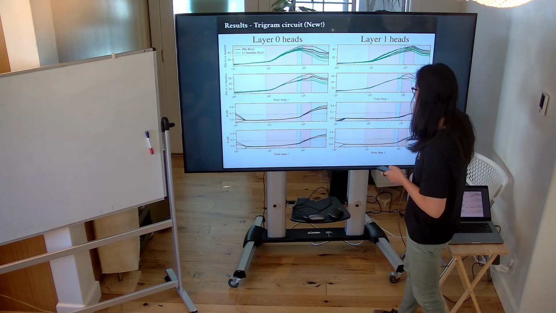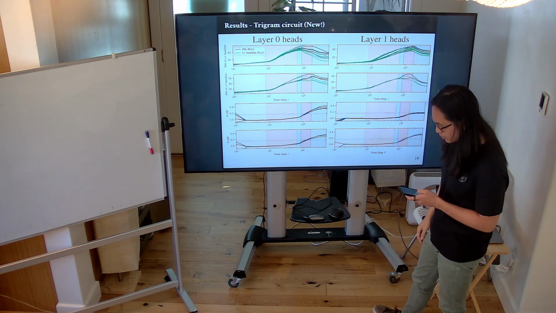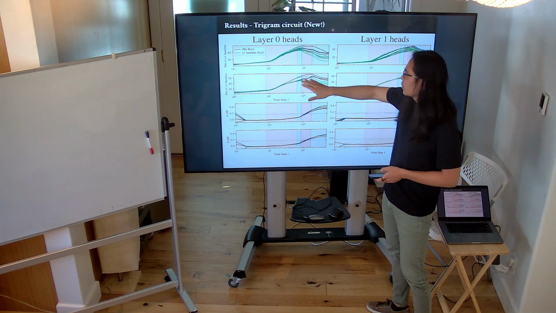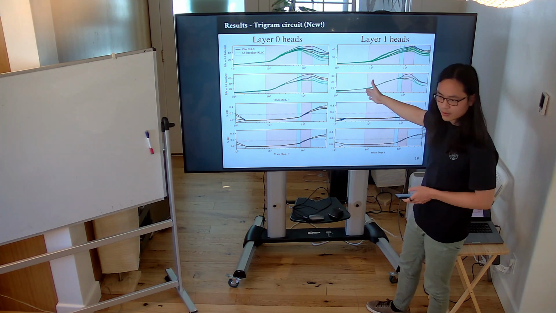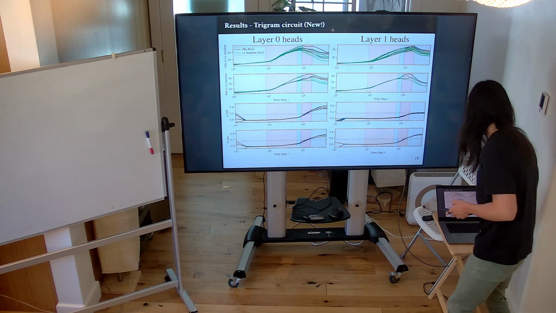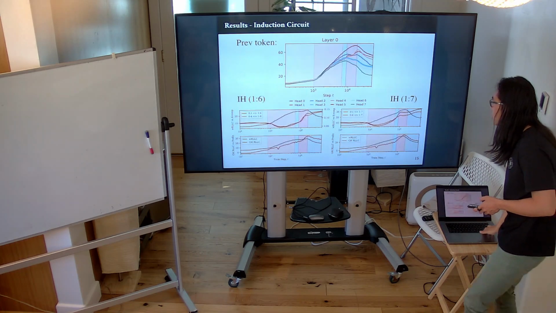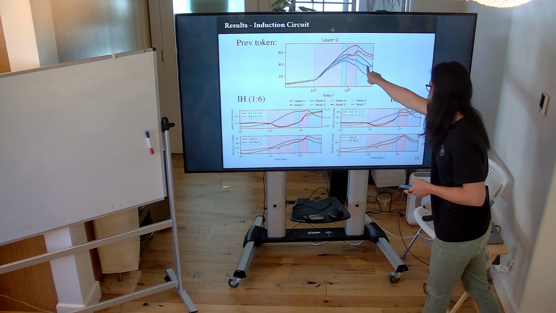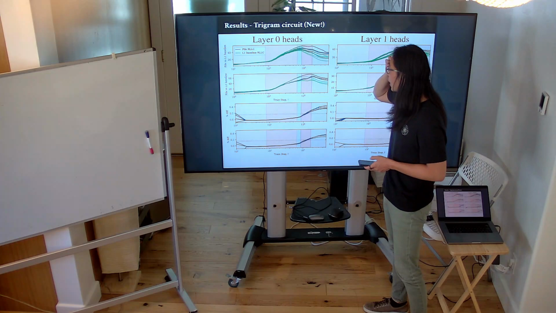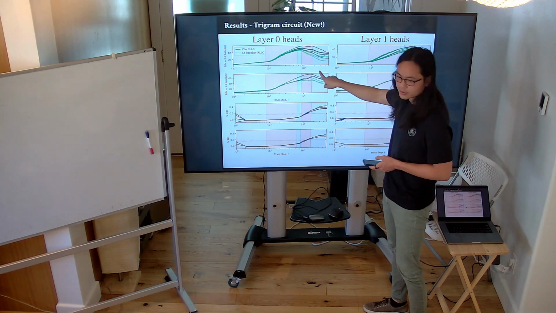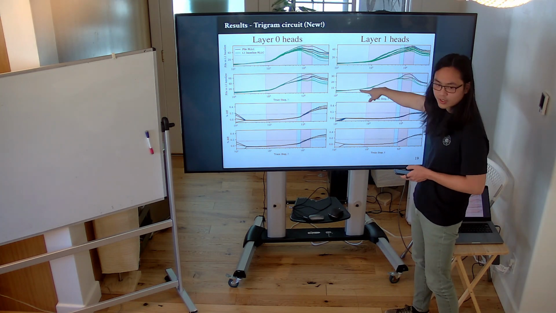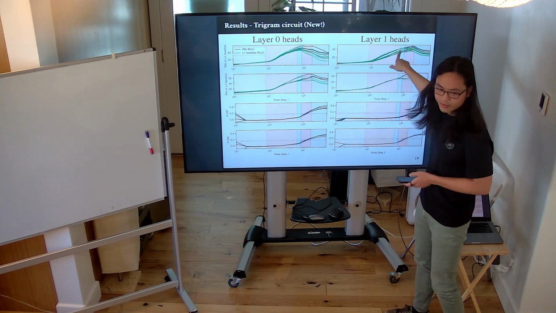Okay, so this is the other main example, which is something that we're calling the trigram circuit. On these 4 plots up here, I'm partitioning the attention heads in the model. On the left side are the layer 0 attention heads, on the right side are the layer 1 attention heads. Up here are the attention heads that have these double peak curves. So it's the same as these ones here, and those are the blue lines. And then down here are the previous token heads and the 0, 5 head. On the right side, we have the layer 1 attention heads. Down here are the 2 induction heads, and here are the rest of the layer 1 heads.